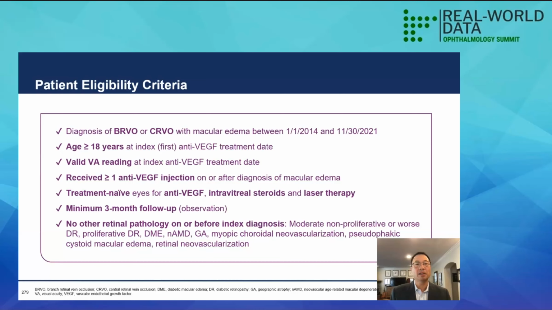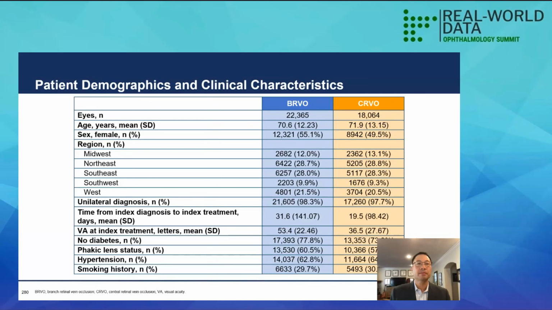Highlights are that the patients had to have received 1 or more anti-VEGF injections on or after the diagnosis of macular edema. The eyes were treatment naive for anti-VEGF therapy, intravitreal steroids, and laser therapy. Eyes had to have had a minimum of 3 months follow-up. This slide shows the differences between the BRVO and the CRVO cohorts.